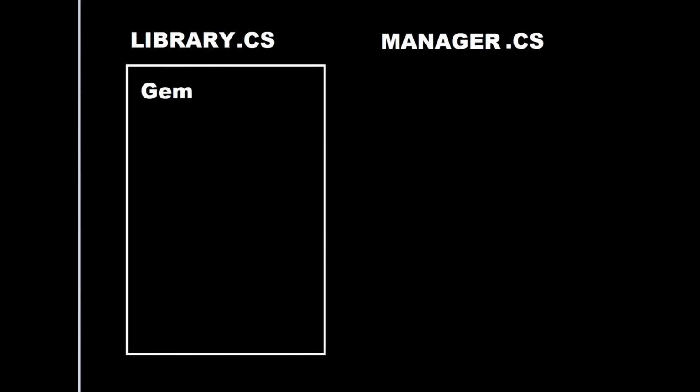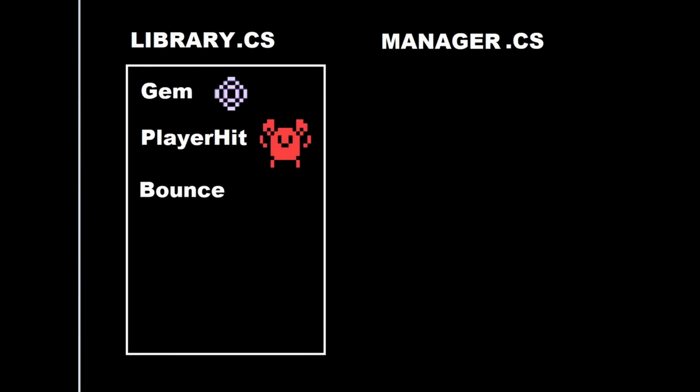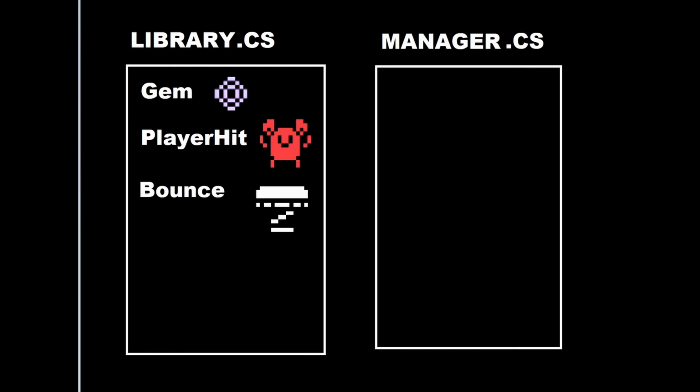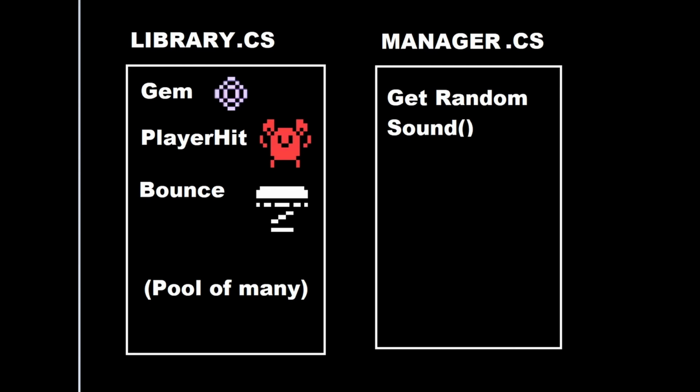So first off, the plan is we're going to have a library script and a manager script. In our library, we'll be able to store lists for our sounds. So for these examples, I'm going to add in a player hit sound effect, gem sound effect, and bounce sound effect. Then our manager is going to be able to grab from our pool of many sound effects in our library and get a random sound, so each time we do an action, it doesn't sound the same and get repetitive. And we're also going to add a slider to be able to set our volume.